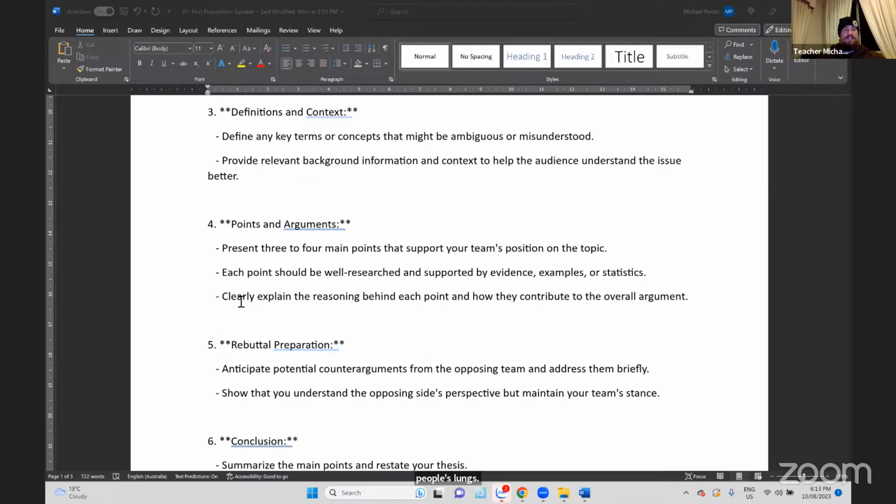And then as well, this is mostly to do with the linking sentences, but we need to clearly explain the reasoning behind each point and how it adds strength to our team's case.